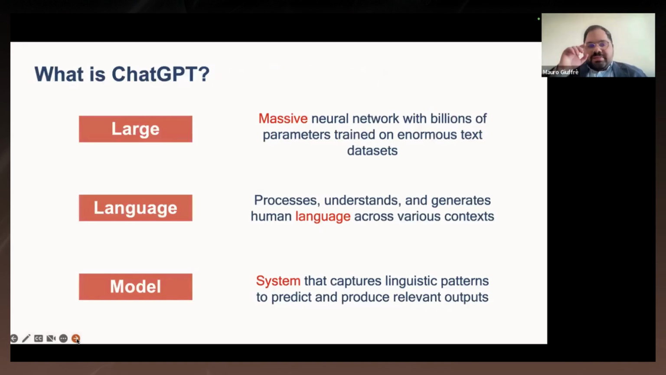But what is ChatGPT? ChatGPT is called a large language model. Large because these are massive neural network powerhouses that have millions or billions of parameters, and these are trained on an enormous amount of text. Language because their main task is to process, understand, and generate human language. And model because, of course, you're talking about systems that try to capture linguistic patterns, and with these patterns they try to predict and produce relevant output.